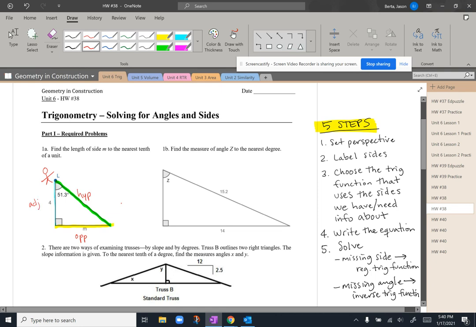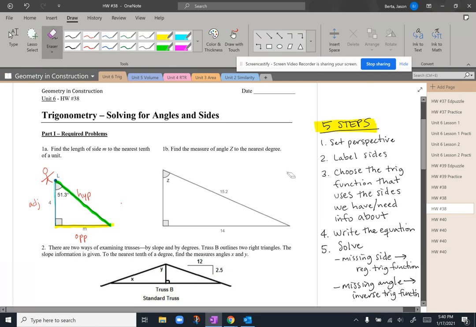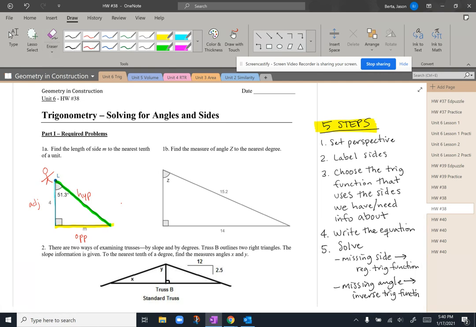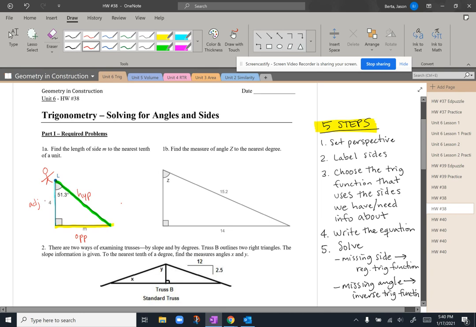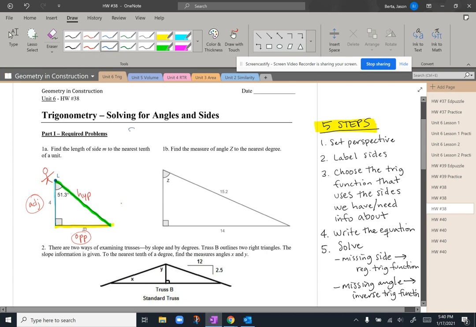So now that I've labeled the sides, I need to do step 3, and that's to choose the trig function that uses the sides that we either have information about or that we need to find out. Here I can see that I know the length of 4, which is the adjacent side, and I need to find the length of the opposite side. So writing out my magic phrase here, SOHCAHTOA.